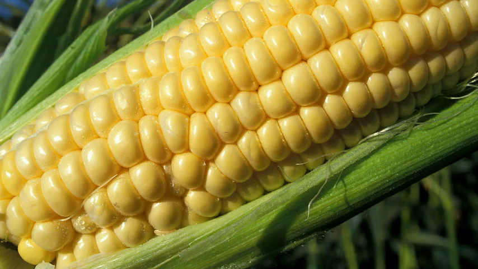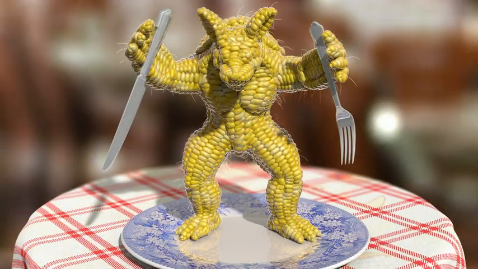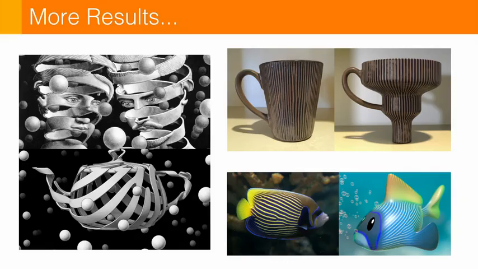Likewise, if you've ever eaten a cob of corn, you might notice that the number of kernels increases and decreases as the width shrinks and grows. And so now we can do this on any surface, including this armadillo, which is all ready to eat or be eaten. I'm not really sure which one. And there are some other fun examples in the paper.